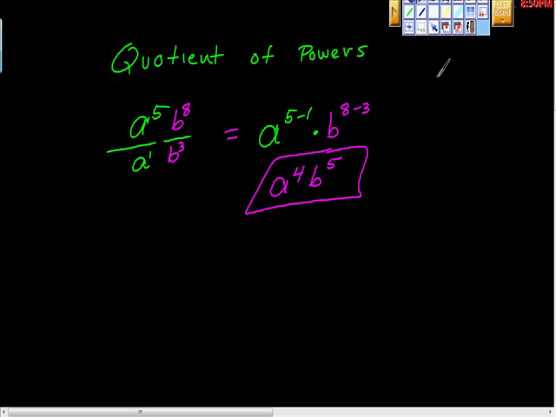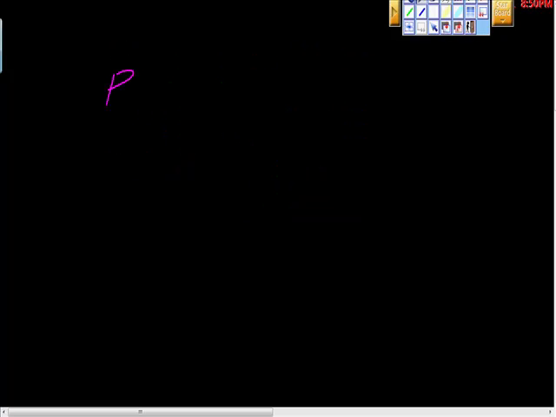Let's take a look at one more rule. Power of a quotient. This is quotient of powers. This next one is power of a quotient. I guess you can memorize the name of these rules if you want, but most importantly to me is that you would know how to apply these rules. And the rule would look like this.